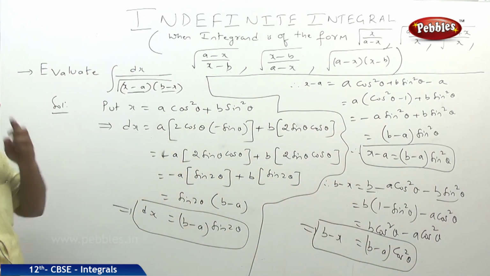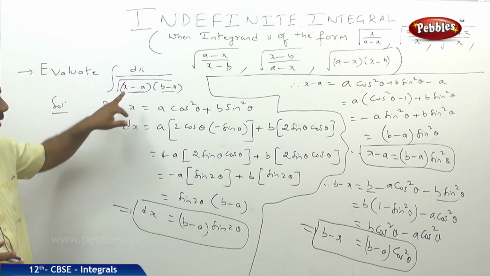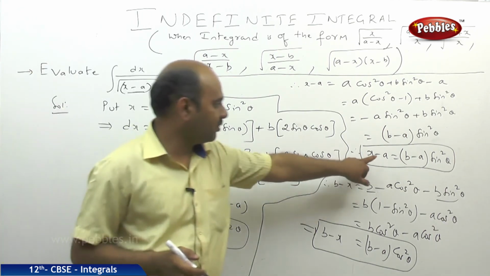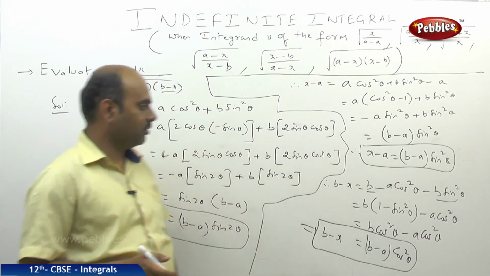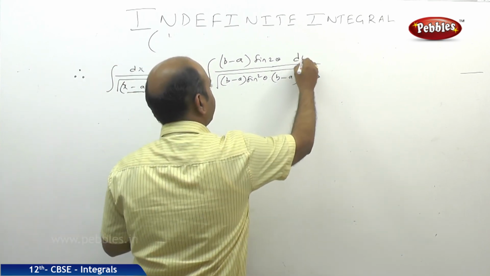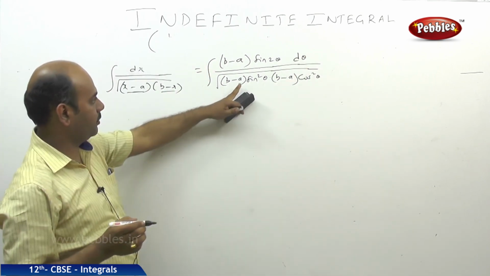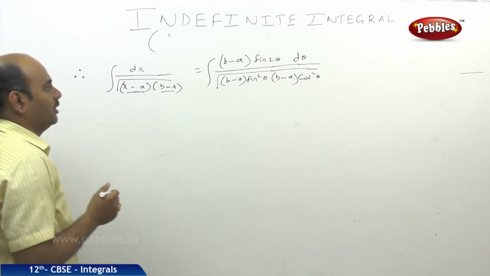So remember what we got here. In place of dx I need to substitute this one, in place of x minus a I need to substitute this one, and in place of b minus x I need to substitute this one. We got dx as b minus a sin 2 theta d theta, x minus a as b minus a sin square theta, and b minus x as b minus a cos square theta.